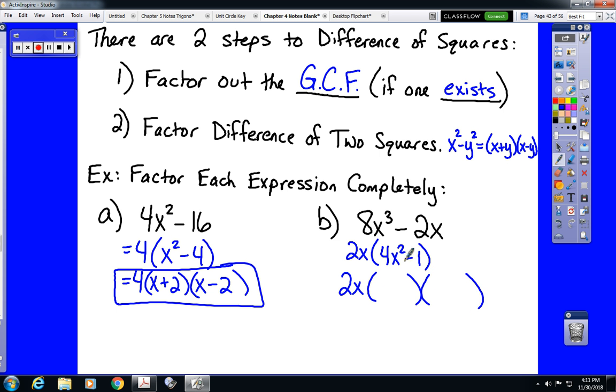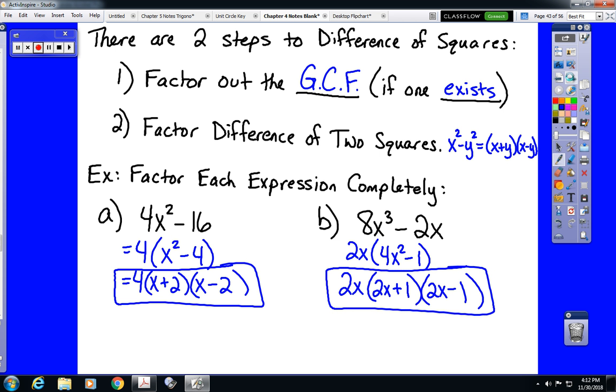Again, it's a difference, see the subtraction symbol, of 2 perfect squares. 4x squared has a square root of 2x. 1 has a square root of 1. So we would take the square root of 4x squared, which is 2x, and that would be the first term in each of our binomials. One would be a plus, the other would be a minus, and the square root of 1 is 1.